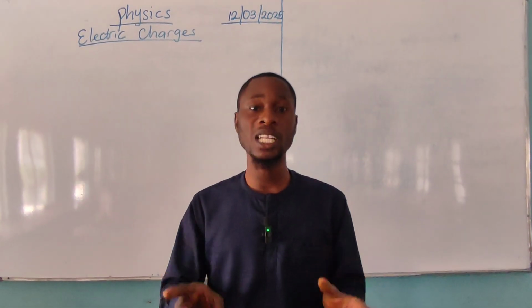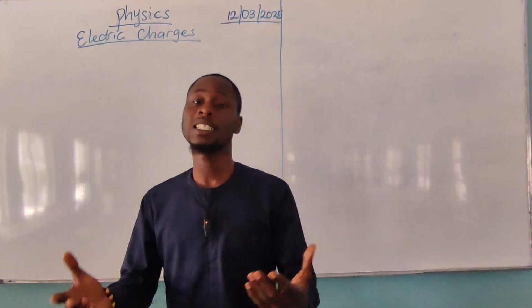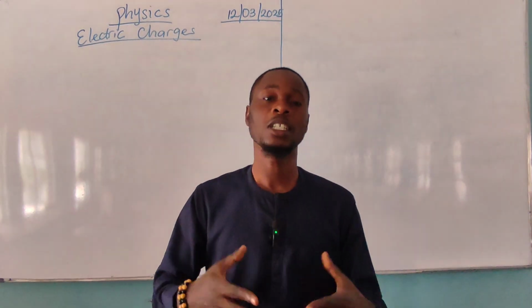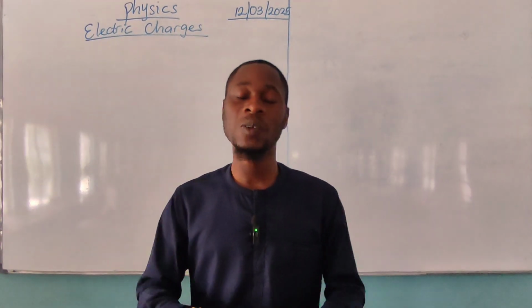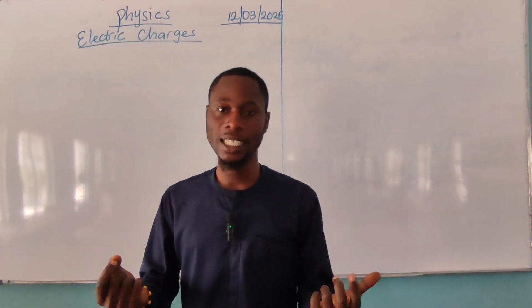Are we together? So meaning that both the meter rule and the paper, or both the biro and the small piece of paper, are said to be electrified. Meaning that they have some amount of charges in them. Is that taken? All right.